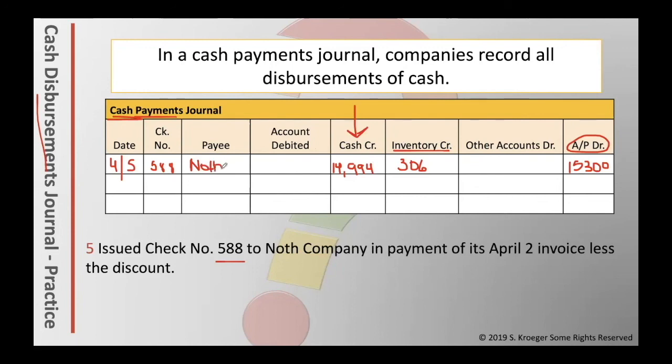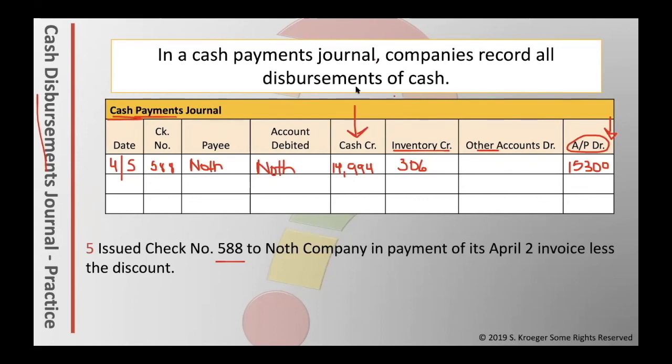Account debited, we would use account debit over here. We would write in Knopf Company once again. So a lot of times you will have the same company written in here, and sometimes you won't. If you're not using accounts payable, if you're using another account, then you'd probably have something else written in there.